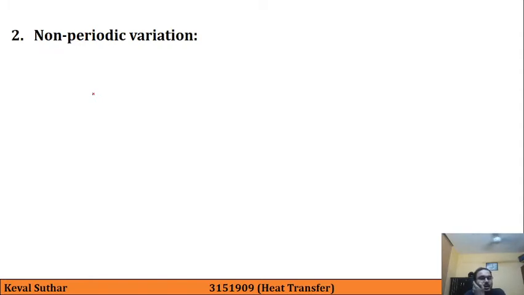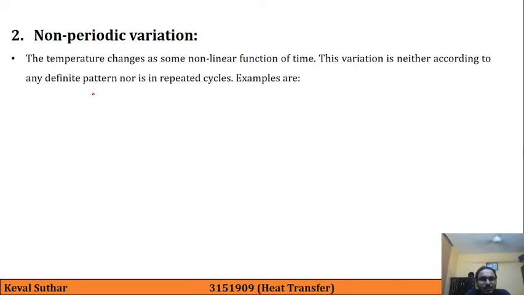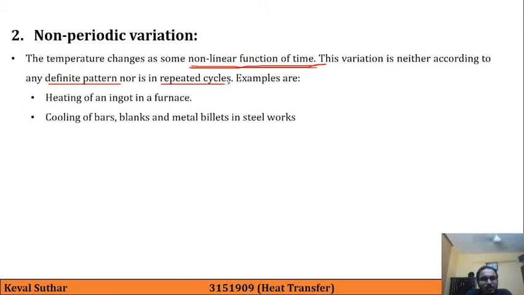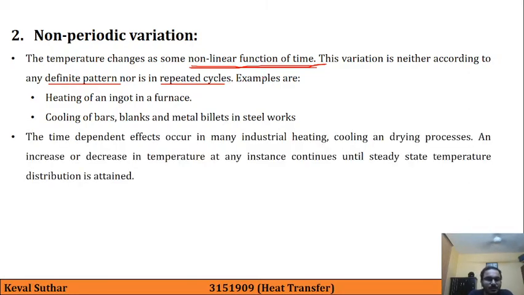Now the next type of variation is non-periodic variation. Here the temperature changes as some non-linear function of time. So it is not in a repeated cycle. This variation is neither according to any definite pattern nor is it in repeated cycles. Examples of non-periodic variation are heating of ingots in a furnace, cooling of bars, blanks and metal billets in steel works, and here the time dependent effect occurs in many industrial heating, cooling or drying processes.